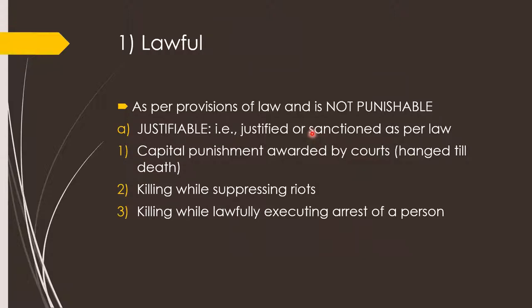So the first type of homicide is lawful homicide. Lawful homicide is done under the provisions of law, and so lawful homicide is not punishable. There are two types of lawful homicide. The first type is justifiable homicide, that is the homicide is justified or sanctioned as per law. The first example is the capital punishment awarded by courts, and the capital punishment in India is usually by hanging by neck till death. So the hangman is actually doing a homicide, but it is considered as a lawful homicide.